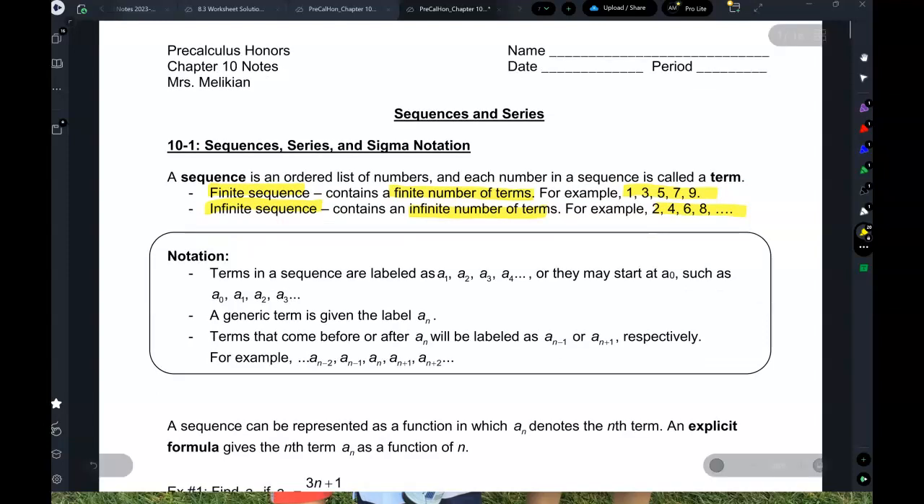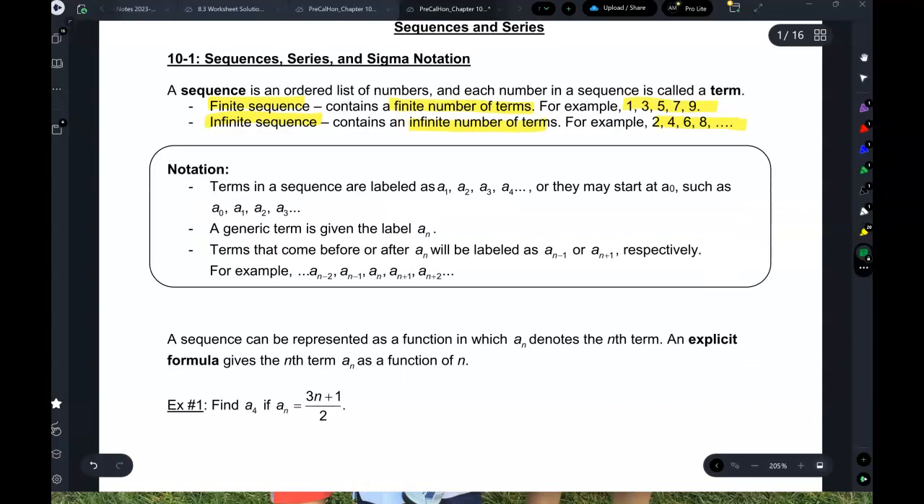All right, so let's talk a little bit about notation. The individual terms in a sequence are labeled as a sub 1, a sub 2, a sub 3, right? So for example, here the value is 135, but this is the first term. It will be a sub 1, a sub 2, a sub 3, and so on. Or they may start from a sub 0, so then it would be a sub 0, 1, 2, 3. If you're writing a sequence yourself, you usually have the choice, but you should be aware of how something is written.